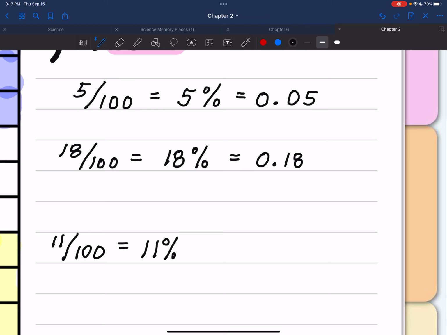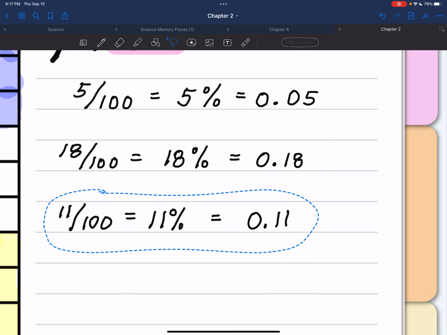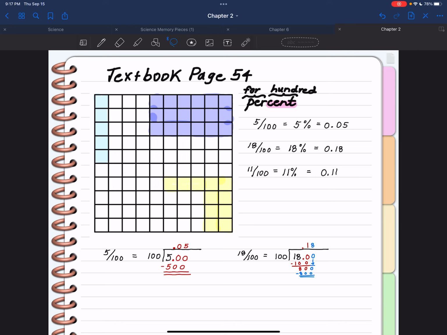And let's see if we can do this last one without division, at least without writing out the division. 11 hundredths is the same as 0.11. So for every decimal, there is a fraction. For every fraction, there is a percent. They're all interchangeable. You can use the fraction form, the decimal form, the percent form without changing the value of the numbers you're working with. So that is a very basic introduction to the meaning of percent.